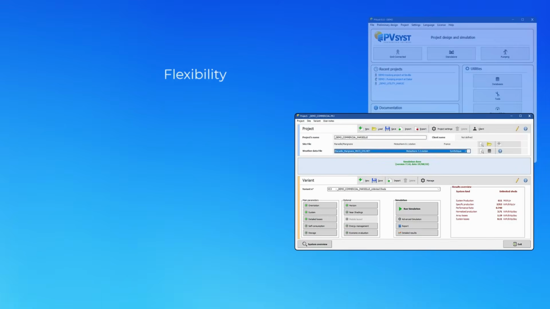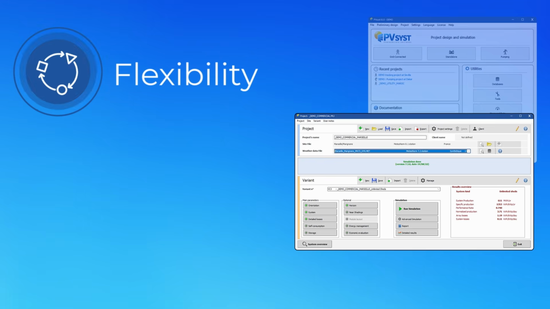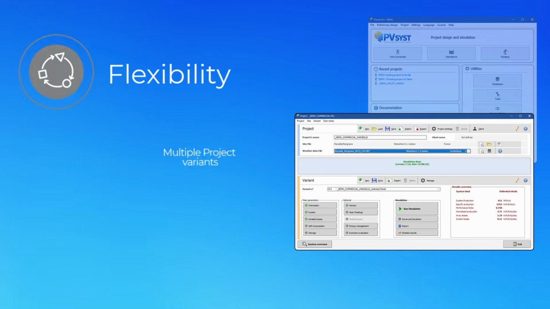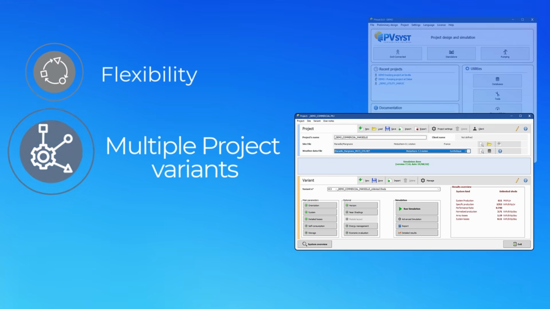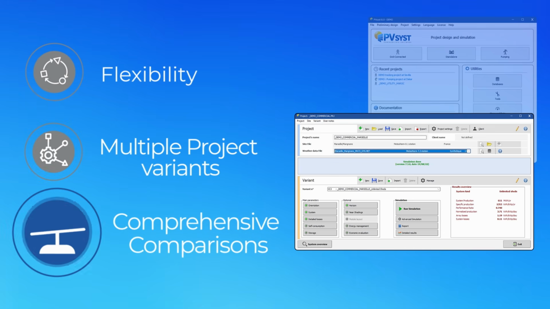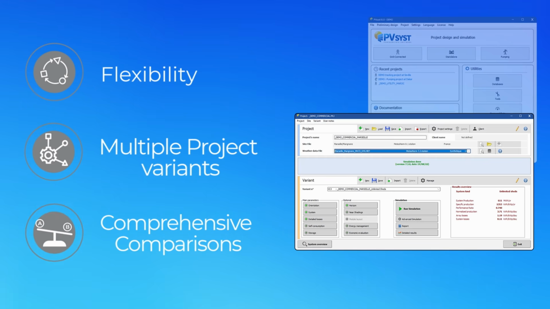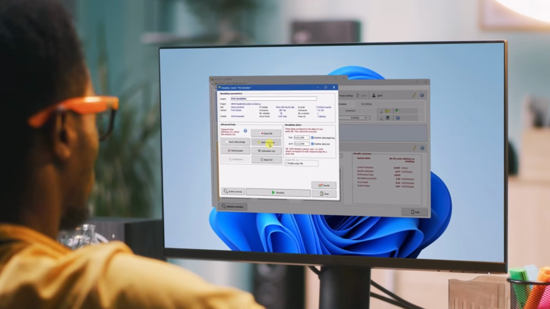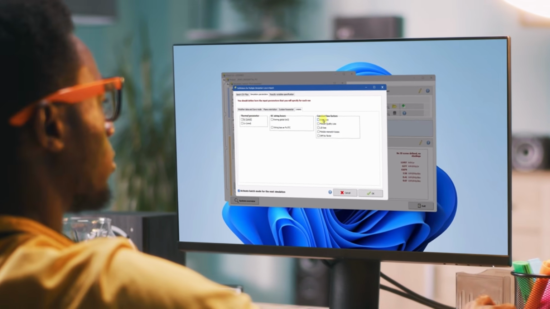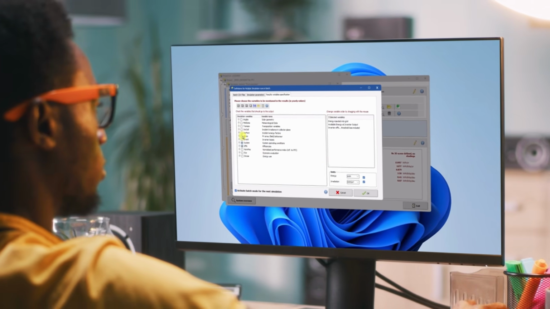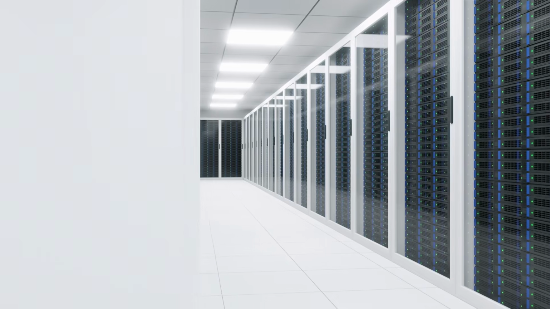In PVsyst, you have the flexibility to design your projects, tailoring every detail to your specifications. The software enables the creation of multiple project variants, allowing for comprehensive comparisons to understand the impact of alterations. By running batch simulations, users can efficiently evaluate different configurations, orientations, or any set of parameters across a range of conditions within a single operation.